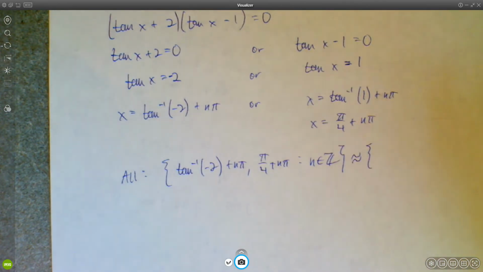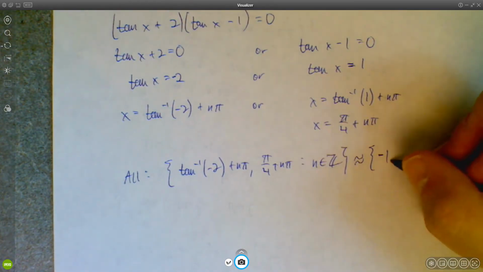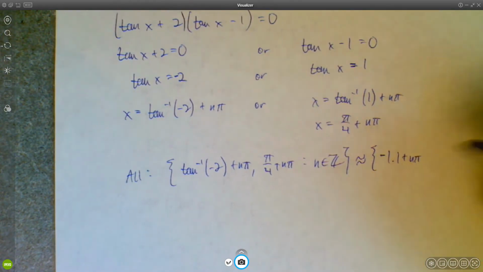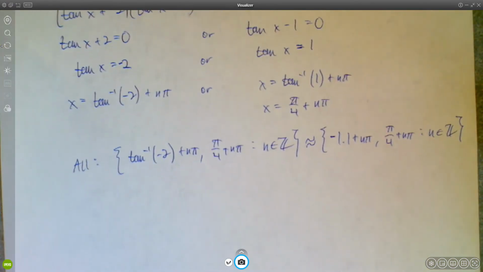Now, if you're interested in knowing about how much that is, you can pop tangent inverse of -2 into your calculator. That's approximately -1.1, we'll say. So this is about -1.1 plus n pi, and then, of course, pi over 4 plus n pi. Okay, so that's all of the solutions.